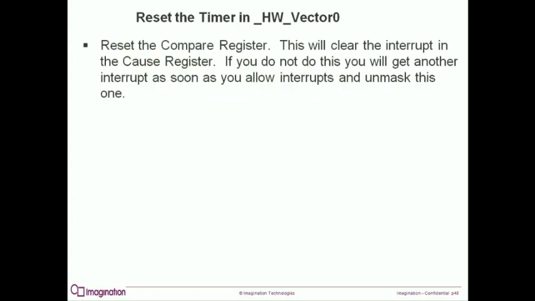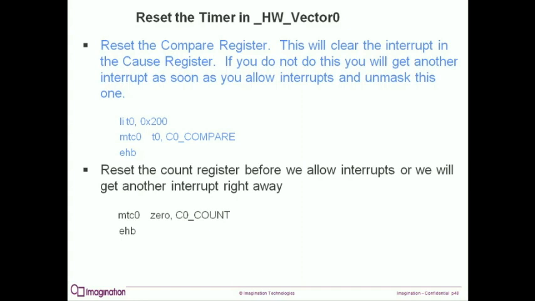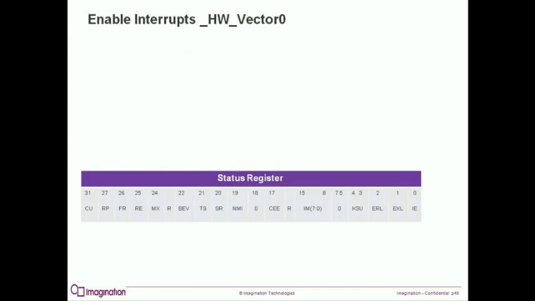Before I allow nested interrupts, I need to reset the compare and count register. If I don't, I'll get this interrupt again when I enable interrupts. I reset the compare register by moving in a count value, and I clear the count register by moving the value in the 0 register to it. I am now ready to enable nested interrupts.